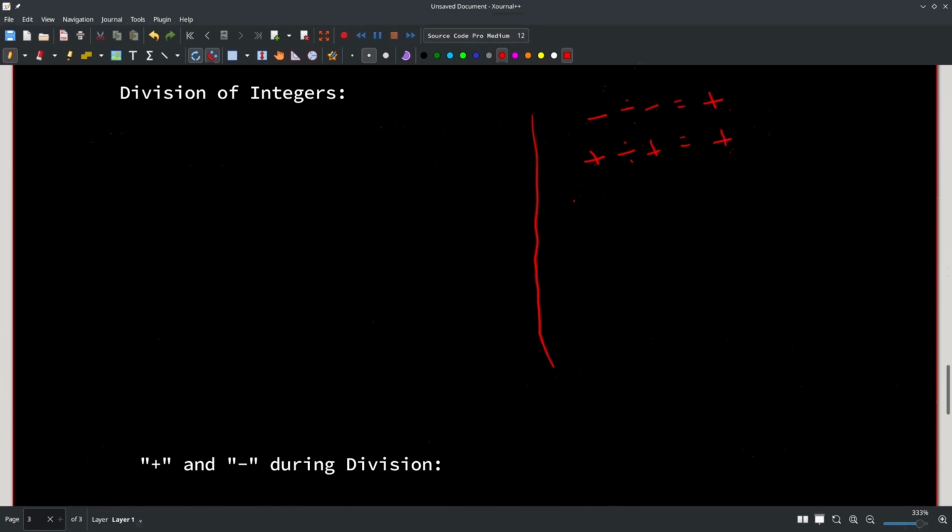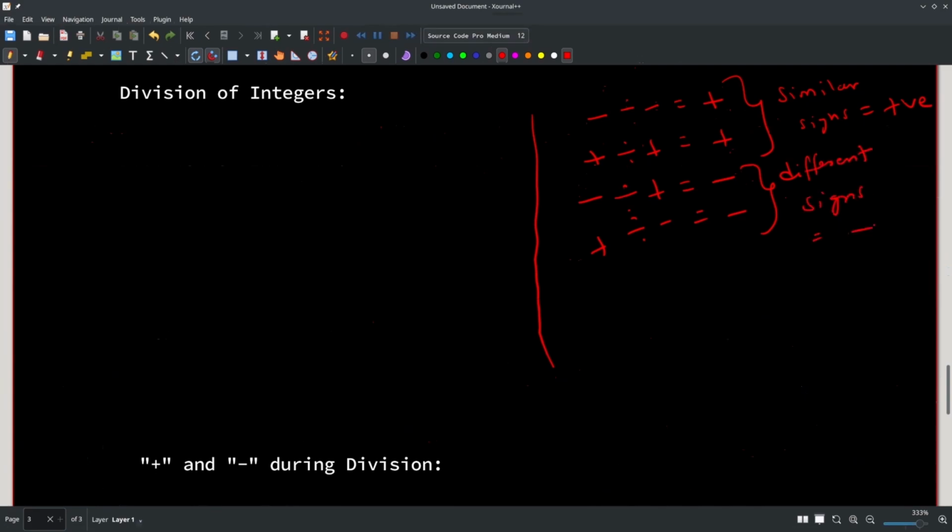So that means you have minus divided by plus being minus and plus divided by minus being minus. Therefore, again, similar signs is equal to positive. Over here, different signs will get you a negative.